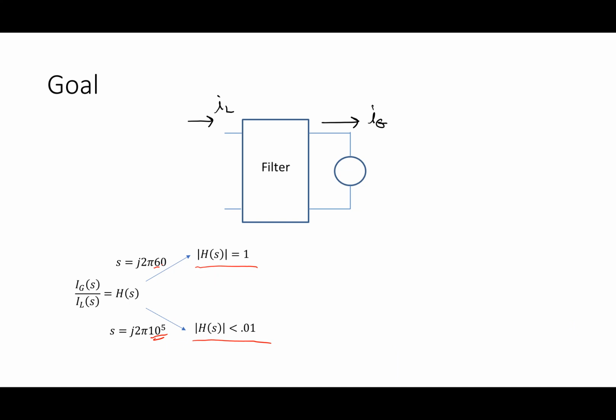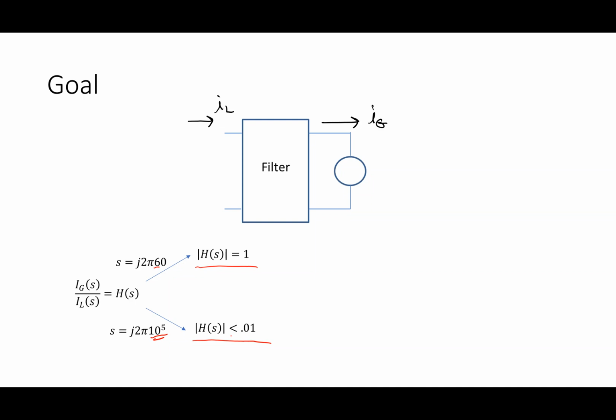If I look at that thing right there, I'm going to have a transfer function. So my transfer function, I sub G over I sub L, is H, right? And in this case, my goal is to have a magnitude at 60 hertz that's equal to 1, and a magnitude at 10 to the 5th hertz that's equal to or less than 0.01.